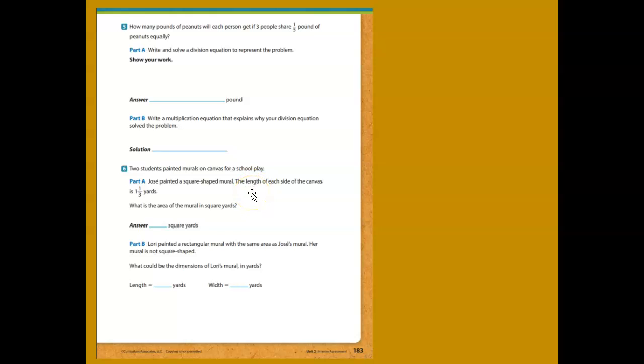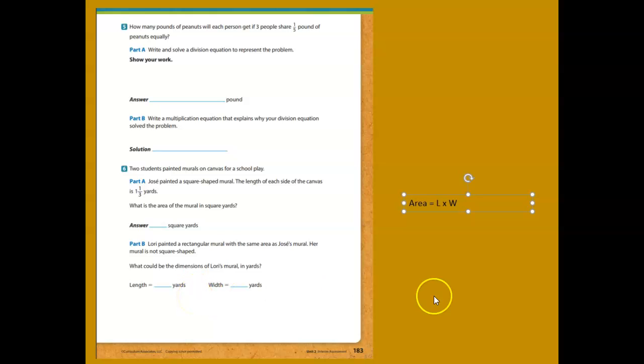Number 6, 2 students painted a mural on canvas. So if they're painting something, that means that it is a flat surface. And in order to find flat surface, we're going to go back to that area equals length times width. So you're going to come up with your square yards there. Now part B is going to throw you for a little bit. You're already going to have the answer up here.